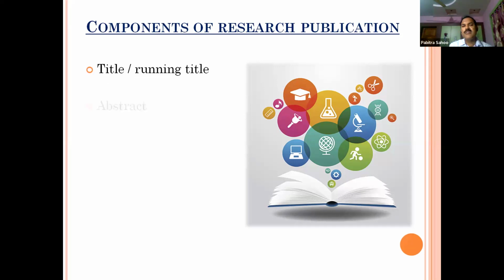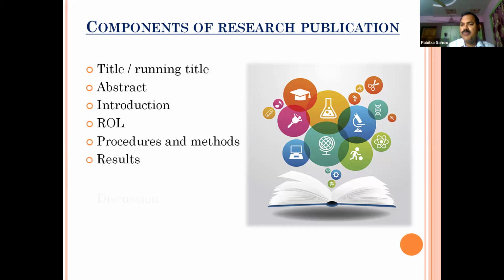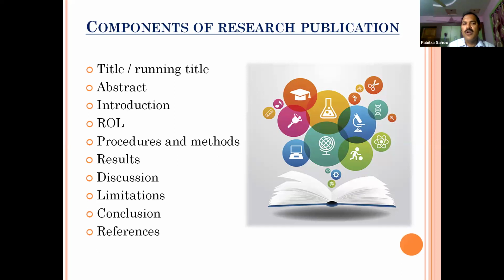So what are the components of a research publication? The first part is the title. It may be a full-length title, or some journals ask for an additional title called a running title. The next part is the abstract. Next part is the introduction. In the abstract, keywords can be added. Next is introduction, then literature. The review of literature is usually not a part of your research publication, but yes, it is an important part of your thesis writing. That is the review of literature. Then, what procedures and methods you have followed.